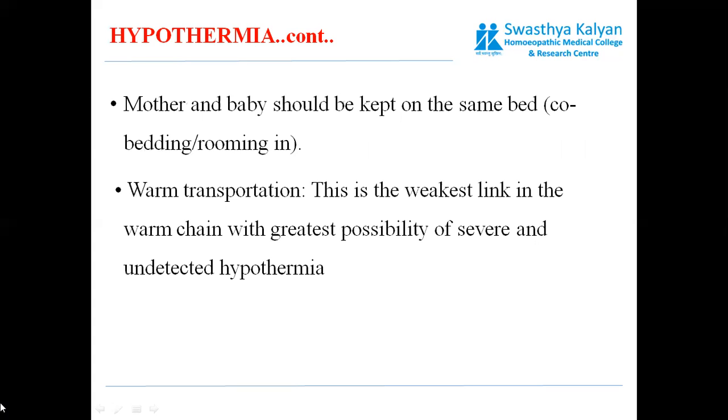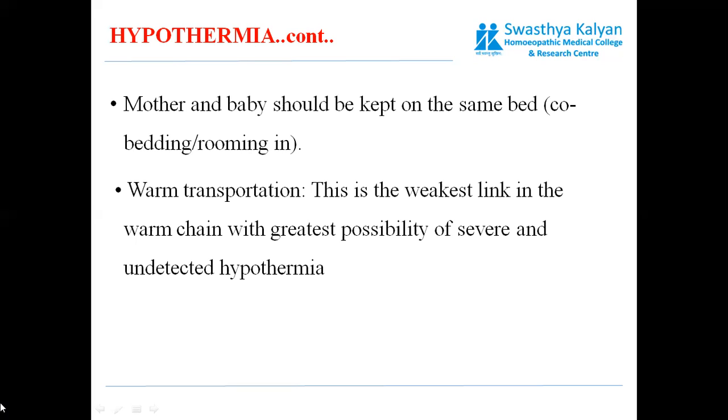Mother and baby should be kept on the same bed, that is co-bedding or rooming in, because in the initial few hours after the birth, the baby is more active. Studies have also proven that any separation during these hours is very detrimental for the physical and mental health of the newborn. The bonding and the attachment become stronger in the initial few hours. That's why the mother and the baby should be kept on the same bed.